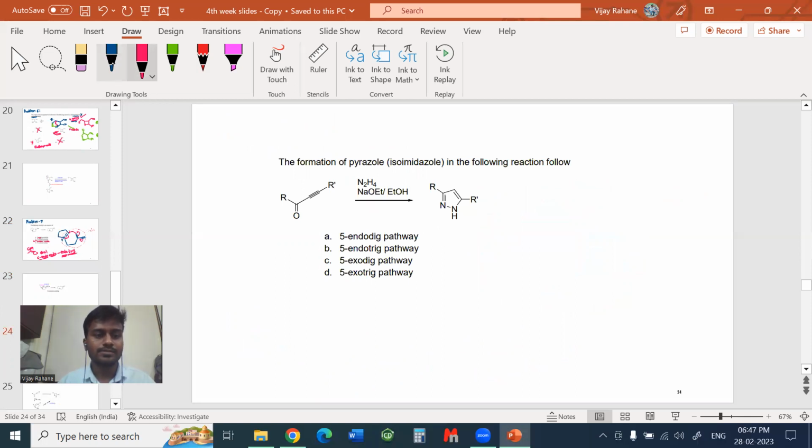Next problem is the formation of pyrazole, that is imidazole, in the following reaction. We need to tell which path is getting followed. To solve this one, we have to look inside the reaction mechanism. So what will be the reaction mechanism for this one?